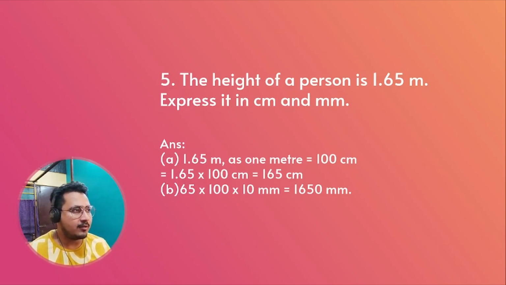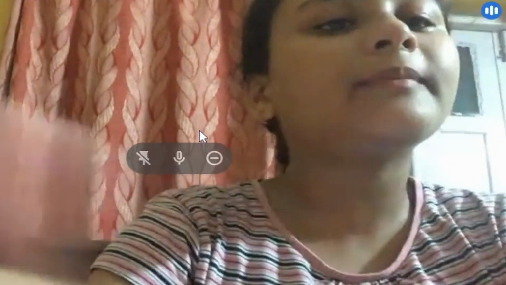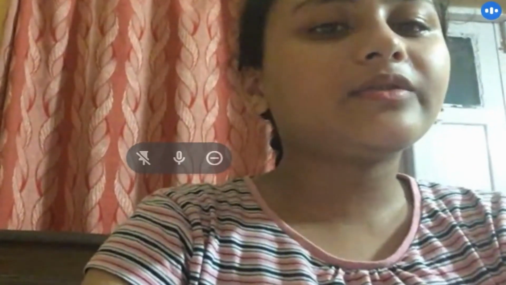Okay, let's look at the next question. The distance between Radha's home and the school is 3250 meter. Express this distance in kilometer. You have to also do that in your copy, right? You have to calculate one thing.